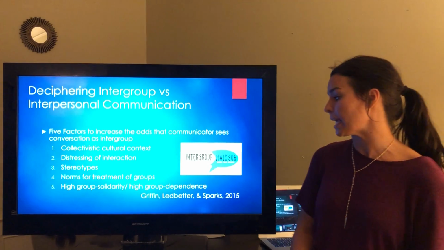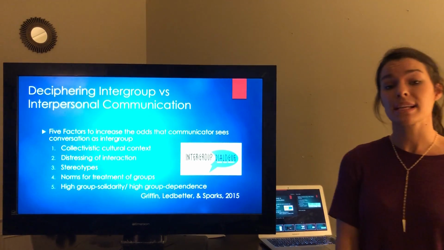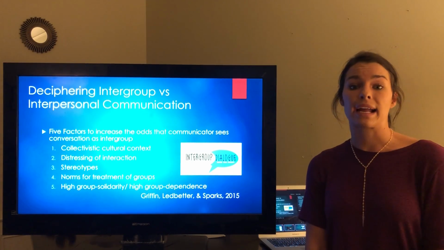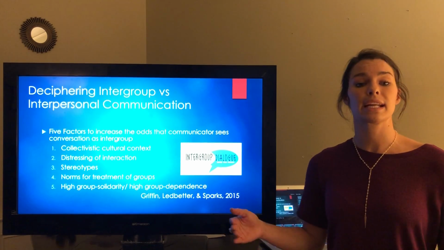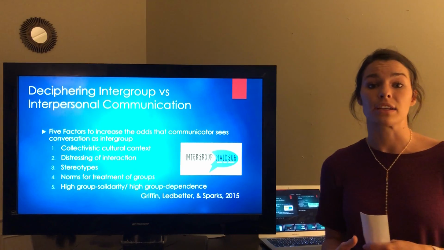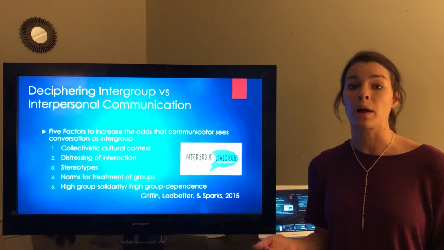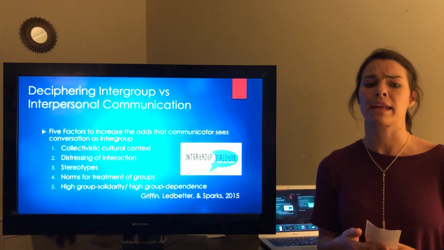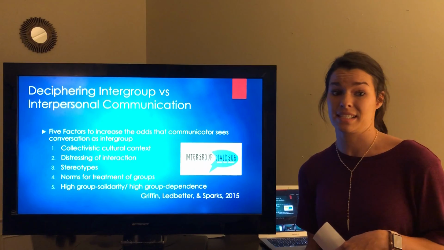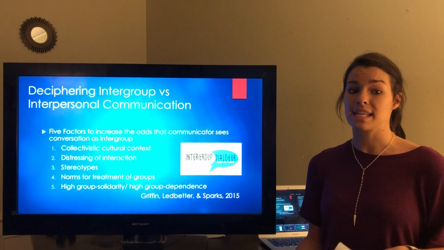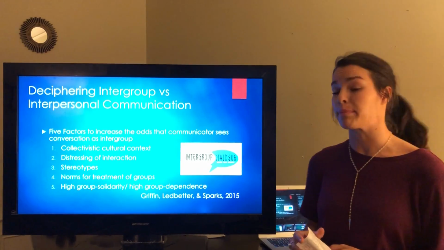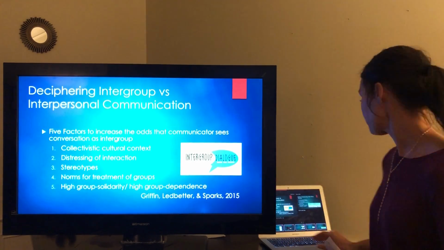Lastly, high group solidarity, high group dependency. This comes into play in the us against them rhetoric. Let's look back at a community that you have set in stone, or a group that you're a part of, where you all care about each other, your well-being, and help one another in everyday life. Well, let's say someone comes in and tries to change those things. That is going to be the us against them rhetoric and high group solidarity. And that is from Griffin, Ledbetter, and Sparks, 2015.